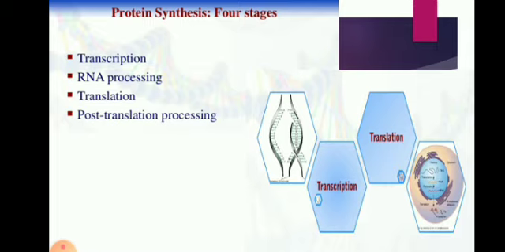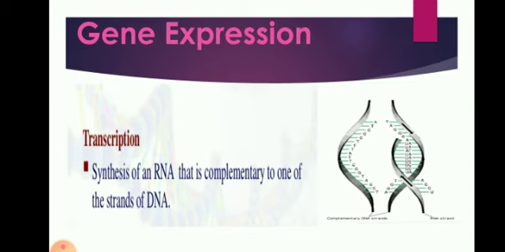That is done in four stages. First is transcription, then RNA processing, which we can say is post-transcriptional processing, and then there is translation, and then we have post-translational processing. So let's talk about transcription first. Transcription means the synthesis of an RNA that is complementary to one of the strands of DNA.